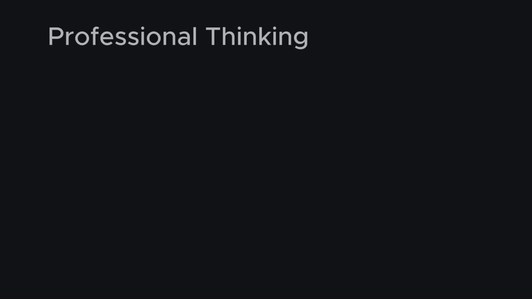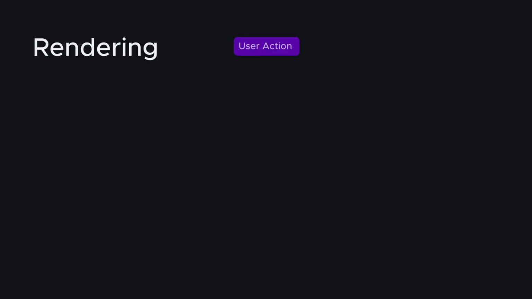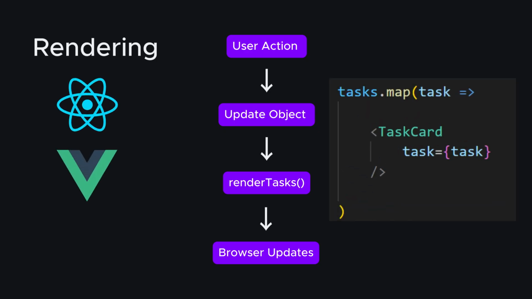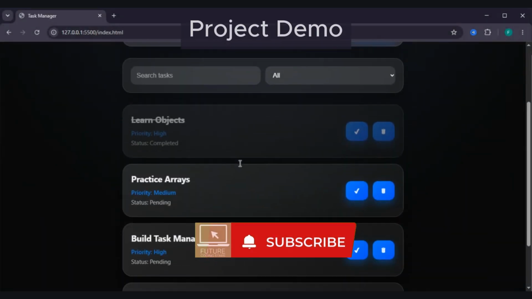Take a moment to notice the pattern we've used throughout this project. Whenever something changes, we don't manually edit the HTML. Instead, we update our data. Then we call renderTasks. The interface automatically reflects the latest data. This idea is called rendering, and it's one of the most important concepts in front-end development. Frameworks like React, Vue, and Angular all follow this same principle. They simply automate it for you.